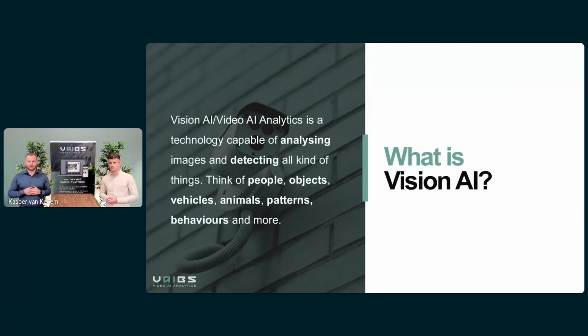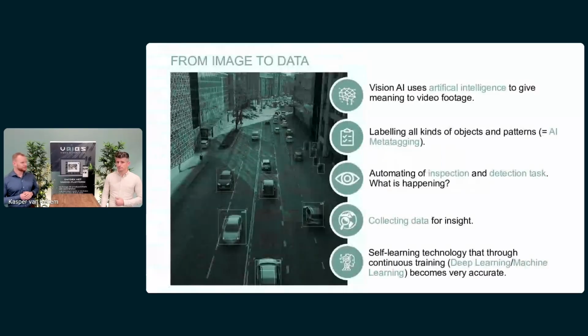But let me also explain what Vision AI is. Maybe this helps you formulate this question. Vision AI is a technology capable of analyzing images and detecting all kinds of, I would say, objects, persons, cars, vehicles, animals, weapons, whatever it is. Also patterns or even behavior. So it's a technology where we use AI to understand what's happening in the imagery. So we use artificial intelligence.